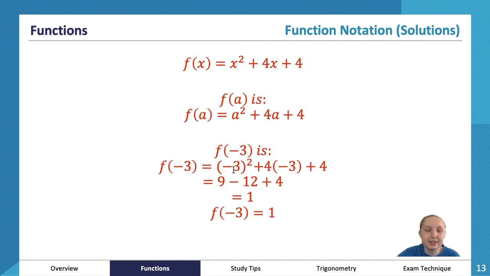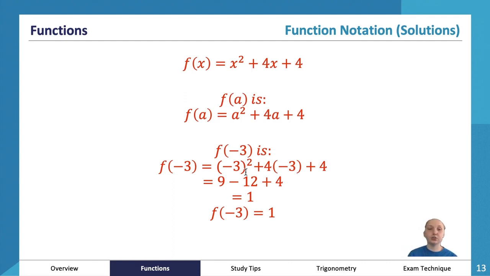Depending on your school and your markers, some markers will actually mark your working as incorrect if you don't have your brackets around your negatives in this sort of situation, so do keep that in mind. We've got minus 3 all squared plus 4 times minus 3 plus 4. In that first line, all we've done is substitute in minus 3 wherever there was an x in our original equation. Then when you have actual numerical values, perform the calculation.